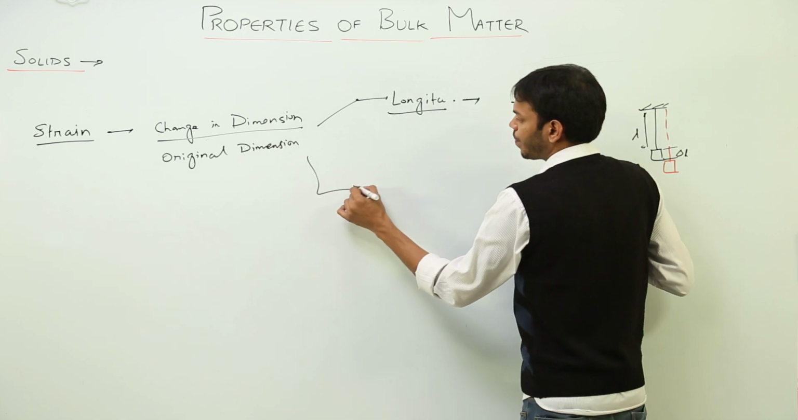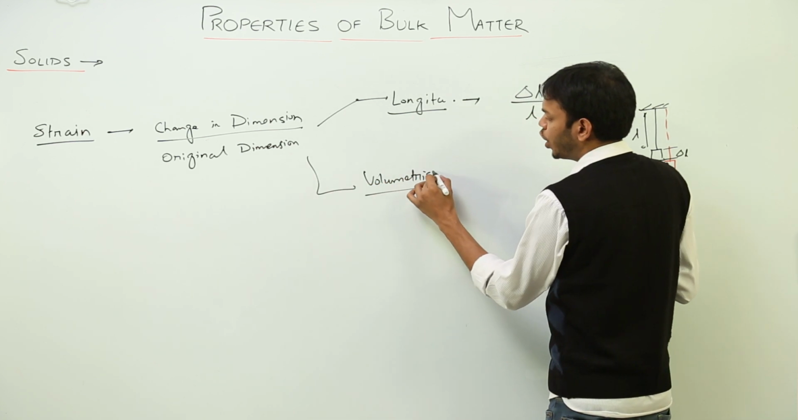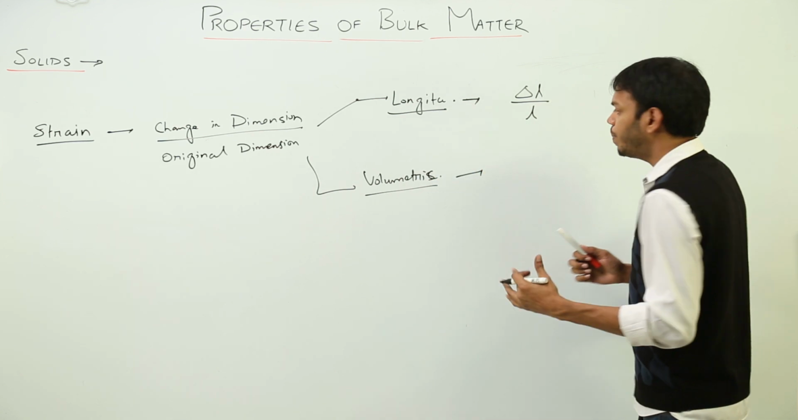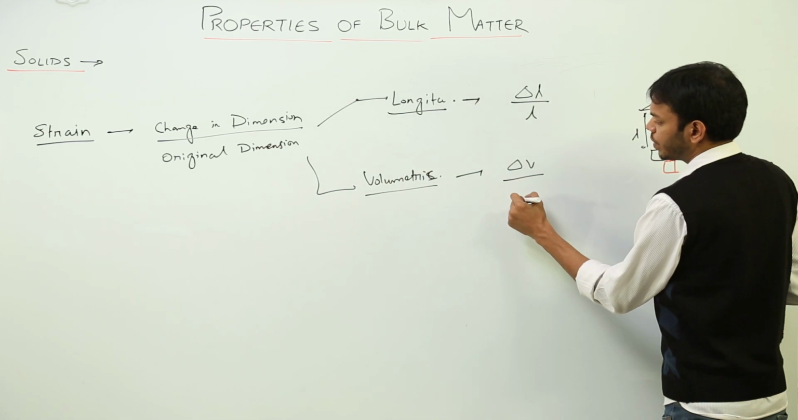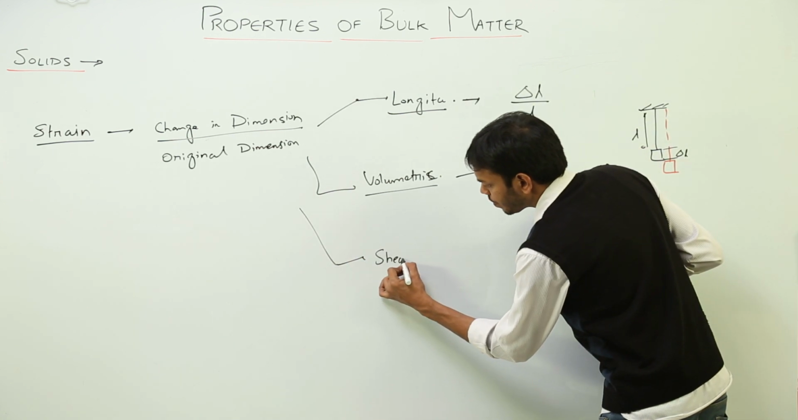Another one would be volumetric strain. What is volumetric strain? Change in volume over original volume. This is simple. Last one is shearing strain.